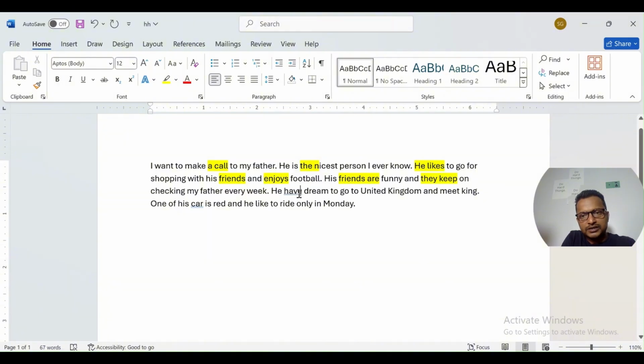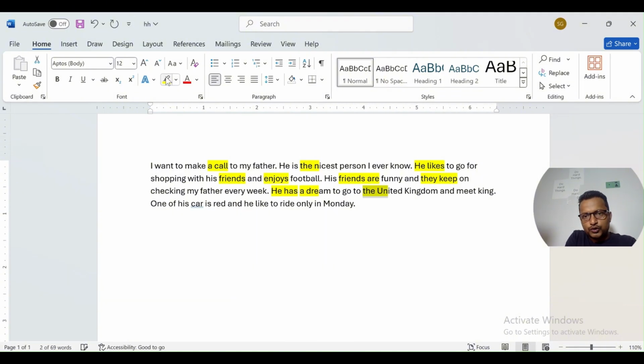Remember our concept, he likes. Similarly, he has, right? He has. Third person singular. He has a dream, right? He has a dream. Out of many, he has one dream to go to United Kingdom. Again, in front of United Kingdom, remember the concept, we need to put the.